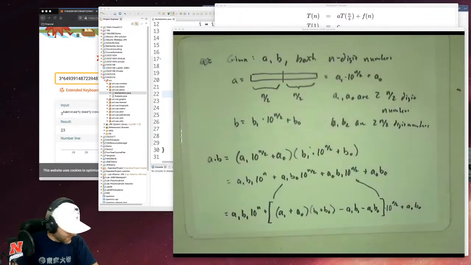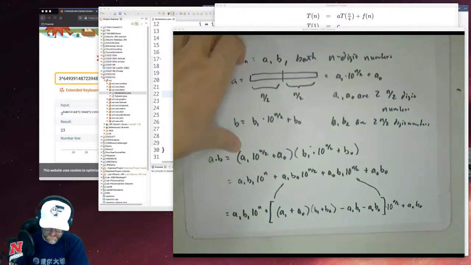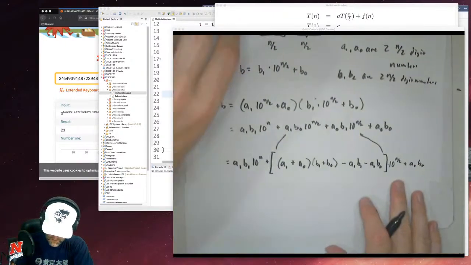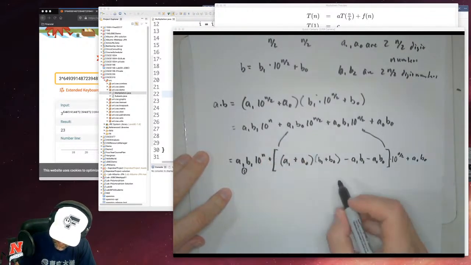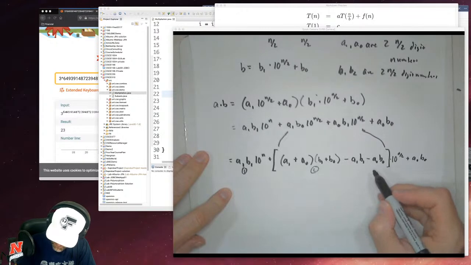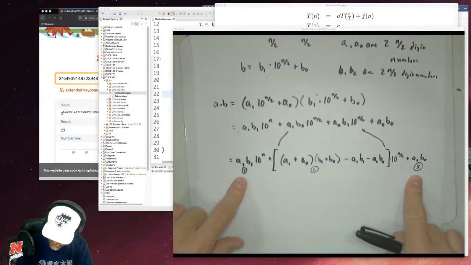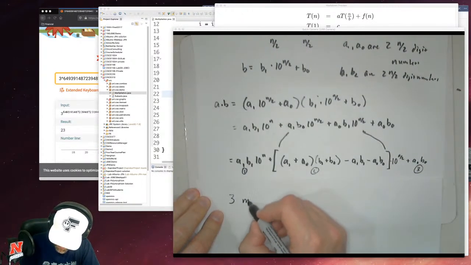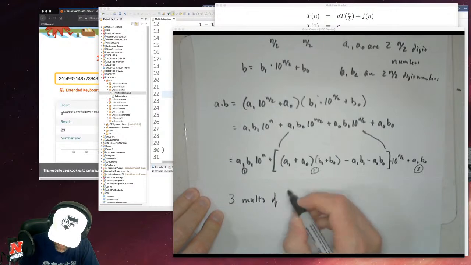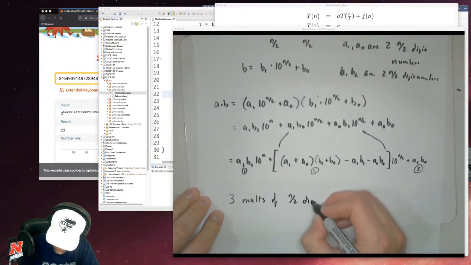Now, let's count up the number of operations and how big they are. I'll move this up here. There are 1, 2, 3, and I'm reusing 1 and 2 right here. There are 3 multiplications of n divided by 2 digit numbers.